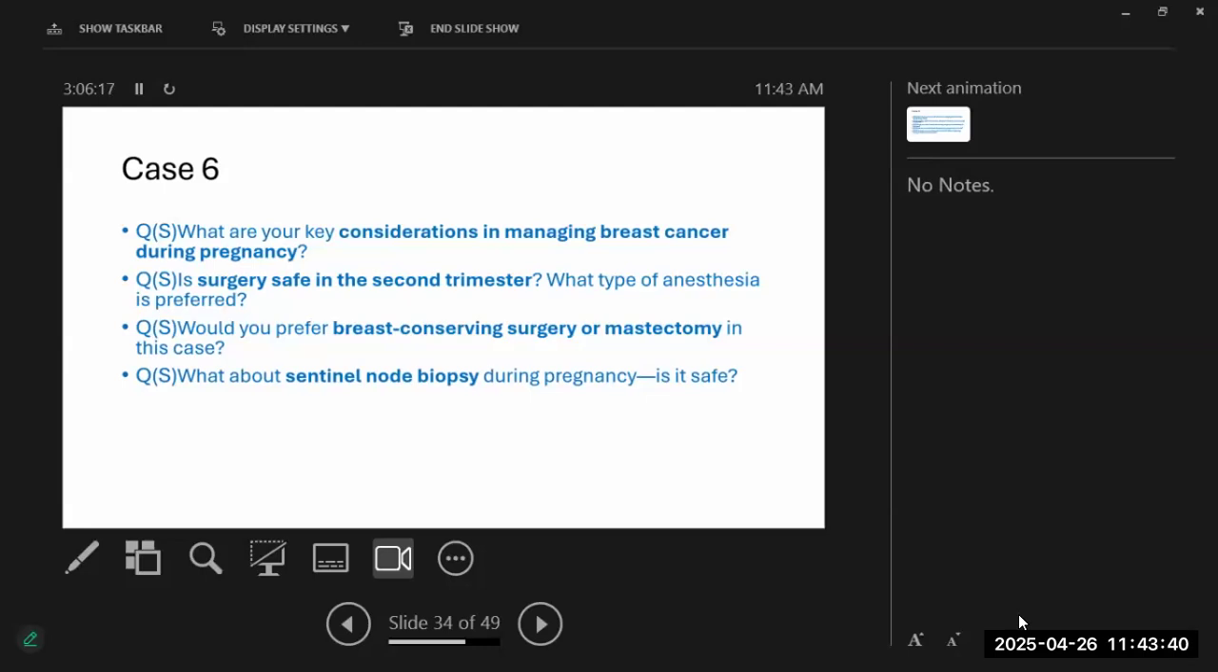If you are going for sentinel node, would you do sentinel node during pregnancy? And which option will you do? If you are doing sentinel node with a negative axilla on ultrasound scan, the radiotracer is safer than the blue dye. Whether it's methylene blue or patent blue, blue dye is not safe. Unless you are in the first trimester, you can go with the radioactive tracer. If you don't have a radioactive tracer, don't give blue dye because it's not advised. Yeah, we can give blue dye in the second trimester, but not in the first trimester.